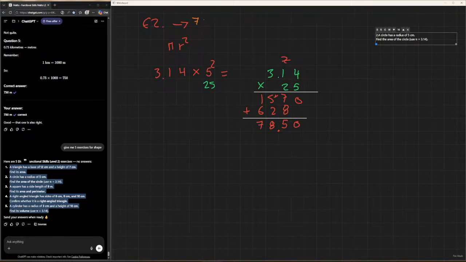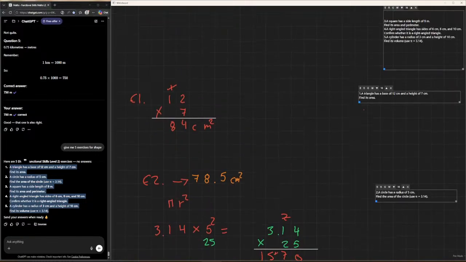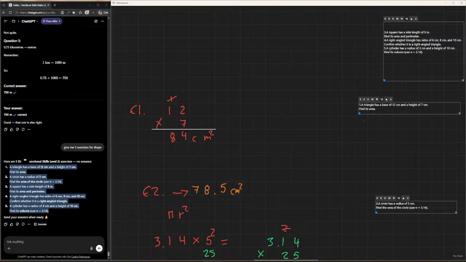78.5 centimeters squared, because it's the area. All right. Going to the third question.